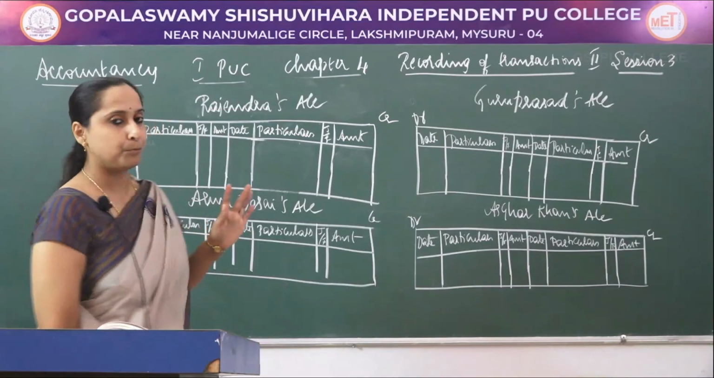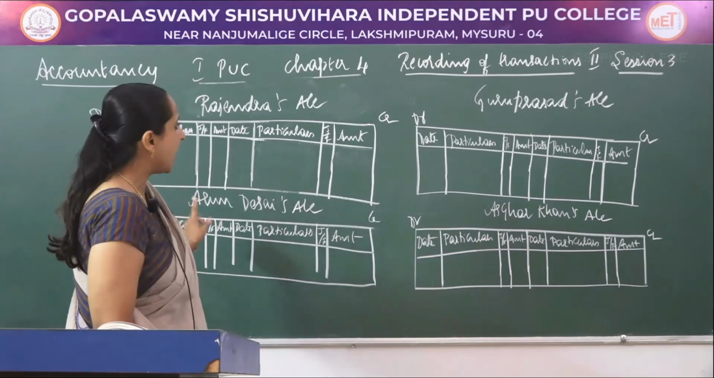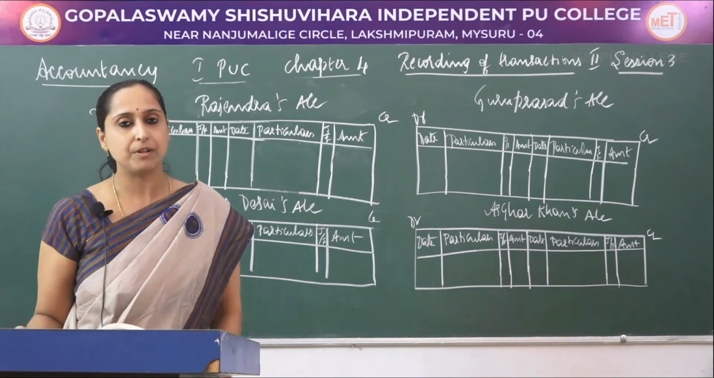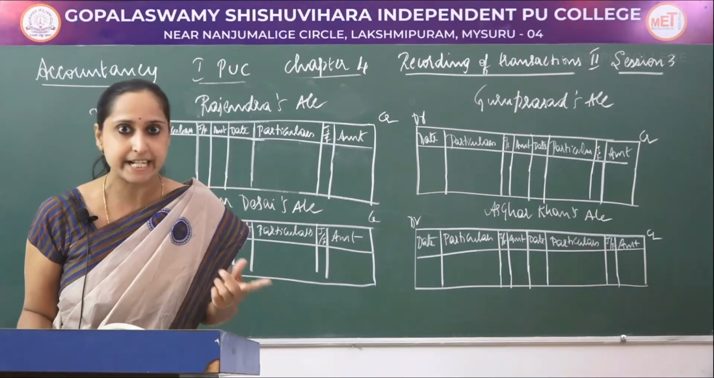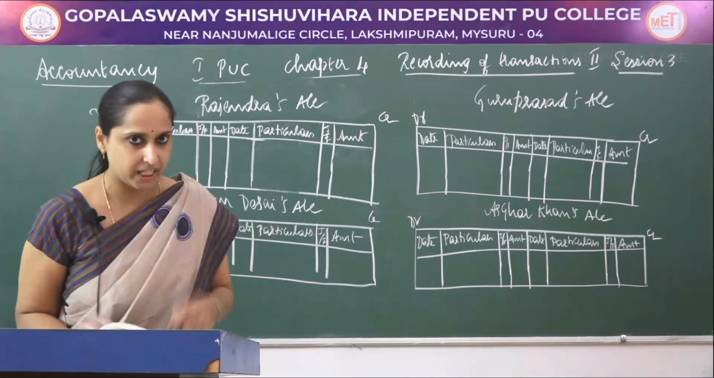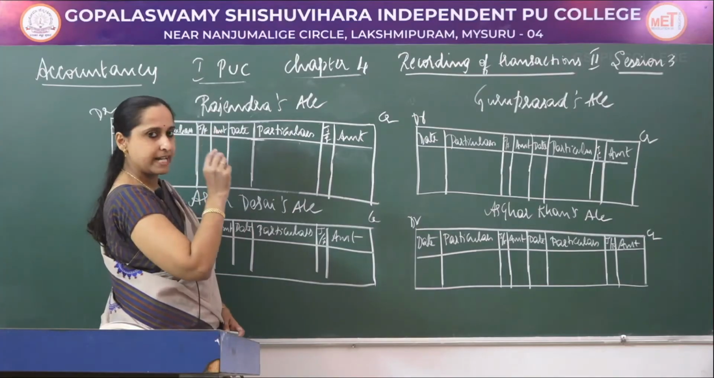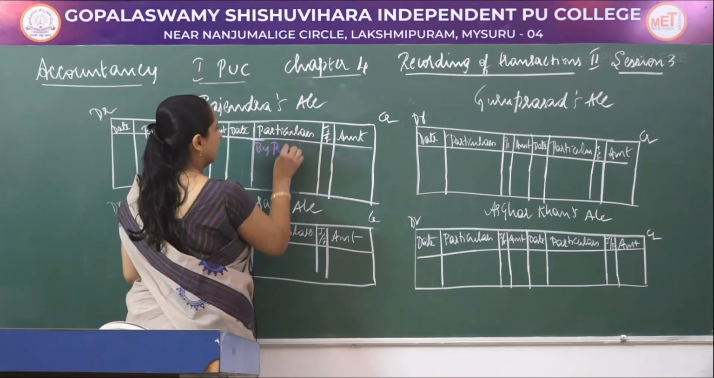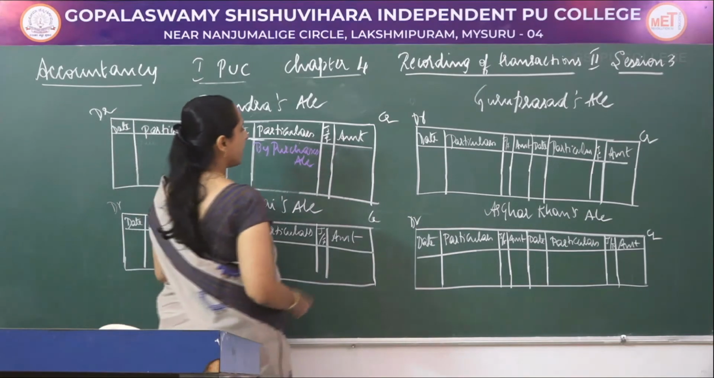Now, let's post to respective ledger accounts of Rajendra, Arun Desai, Guru Prasad and Asghar Khan. See, in Rajendra's account, we had purchased goods from Rajendra and there is also purchase return account. So, what would be the journal entry? Purchases account debit to Rajendra's account. So, in Rajendra's account, what we should write? Purchases account debit to Rajendra's account. Rajendra's account, we should write by purchases account. So, what is the amount?